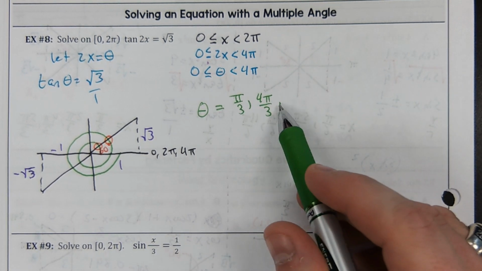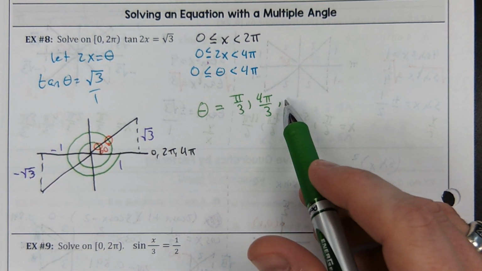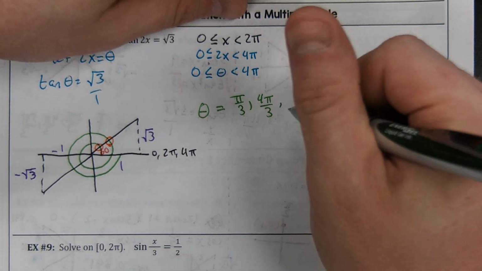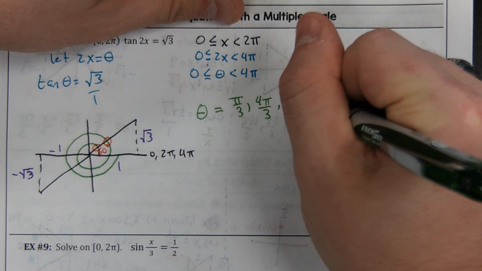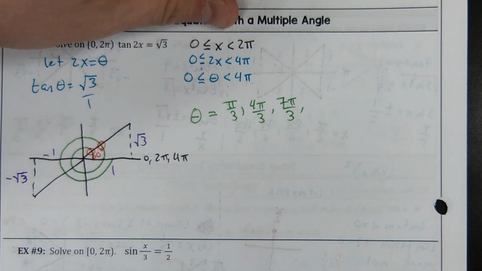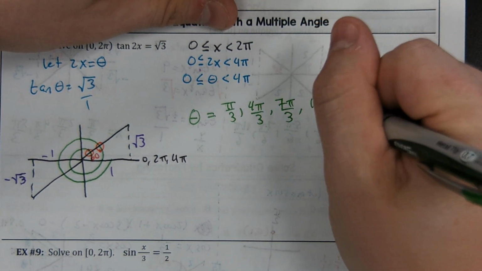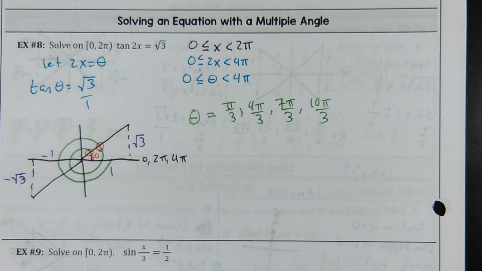So you add a pi to 4 pi over 3, what do you get? 7 pi over 3, because we're adding 3 over 3. And then add another pi, 10 pi over 3. Those are your 4 solutions for theta. But we were not solving for theta. We are supposed to be solving for x, aren't we?